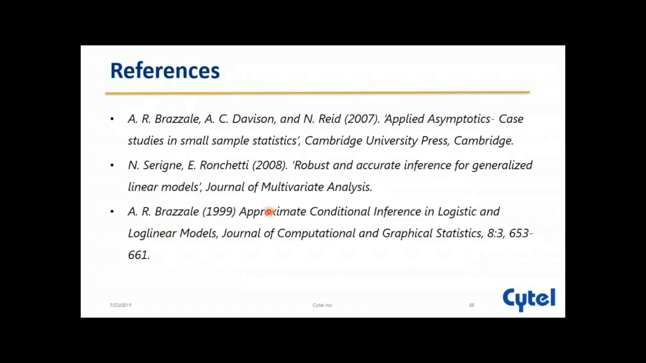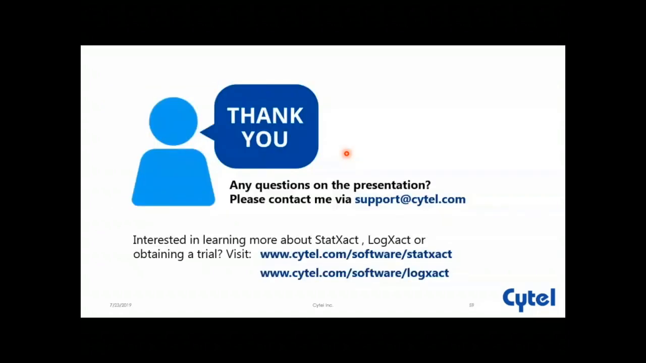Here are the references. The main reference is this book by Brazzale and other authors, Applied Asymptotics: Case Studies in Small Sample Statistics. We mainly relied on this book, but there are some other references also which we used while developing this method of modified profile likelihood.